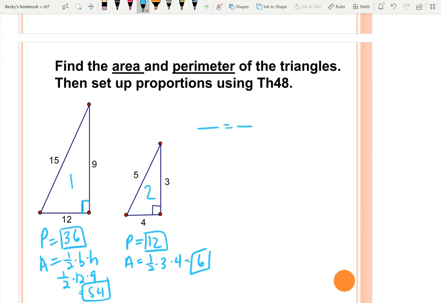So let's practice this. Now, it says that we can set up the side lengths. So 15 corresponds to 5, 9 corresponds to 3, and 12 corresponds to 4. Now, perimeter should have the same ratio as the sides. The perimeter is going to be 36 to 12.